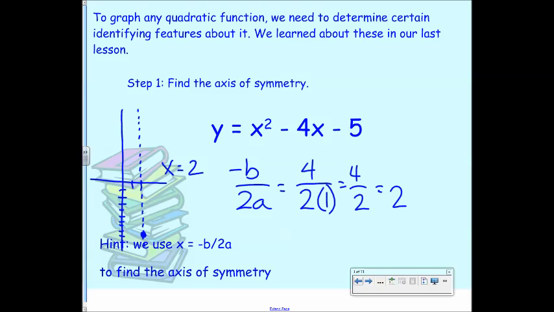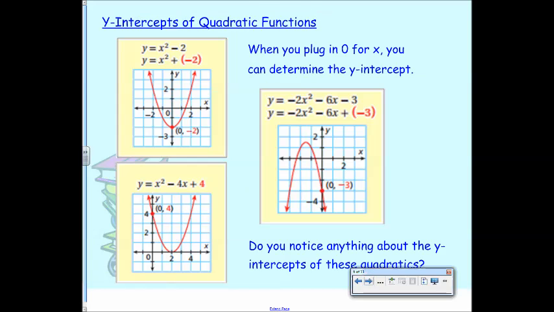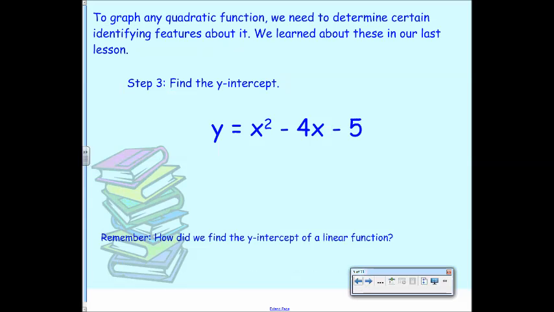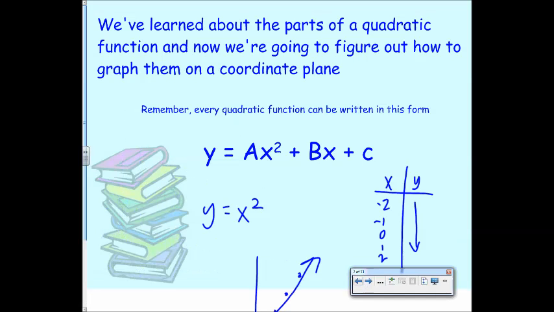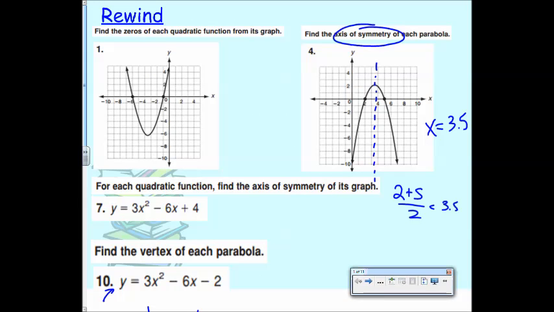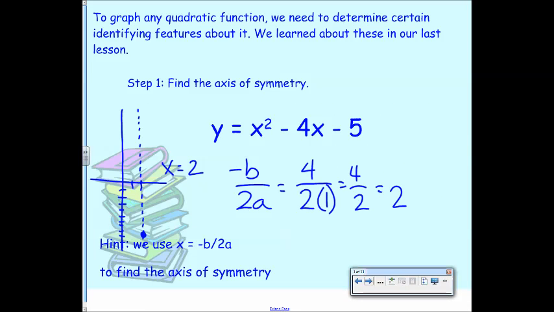Okay, so then the last thing you do is figure out the y-intercept. So I'm going to plug in 0 for x. This should be pretty simple because it's 0 squared minus 4 times 0 minus 5. What's 0 squared? 0. What's 4 times 0? 0. So my answer is just negative 5. So that's my y-intercept. So I go back to my graph and I plot negative 5 on the y-axis. And that's where my parabola is going to go.